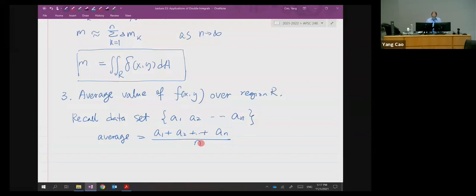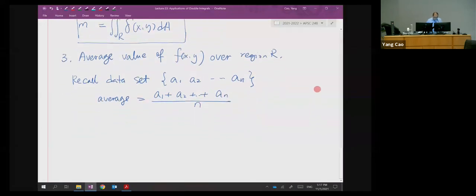Now I'm going to translate this average concept into a double integral. So here's what we're going to do. Now let's consider a surface or function z equal to f of x, y, and a region R.